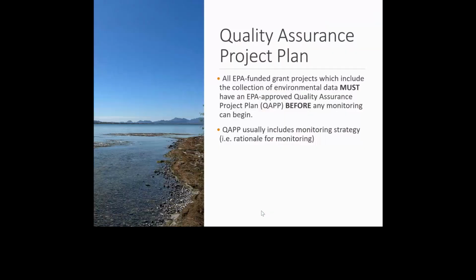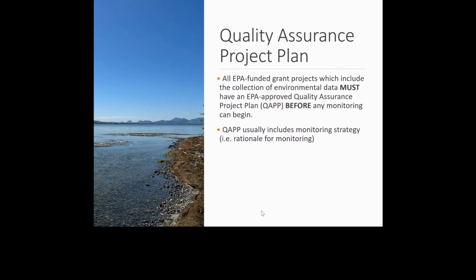So the Water Quality Project Plan or Program Plan: all grants that use EPA funding to collect water quality data must have a QAPP, and it must be approved by EPA before any sampling or monitoring can begin. And this usually includes a monitoring strategy. And then next we have the QAP approval process.